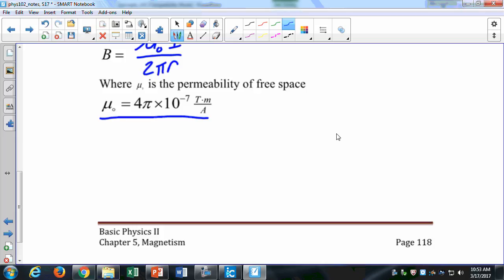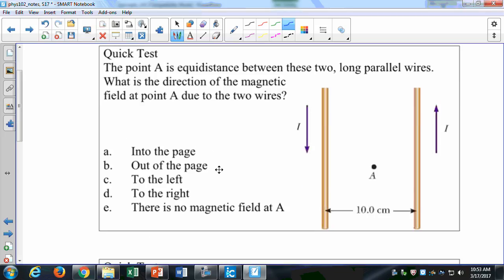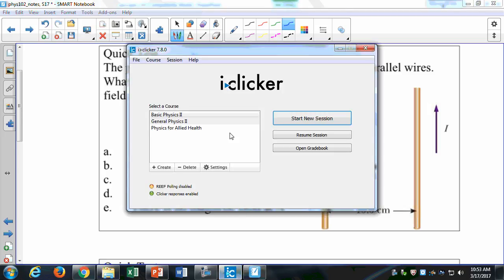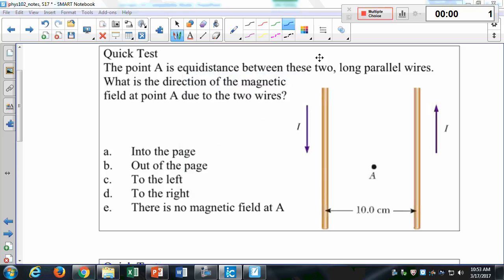All right, let's try this. What is the direction of the magnetic field of these 2 wires? You have 2 wires that are both contributing to a magnetic field at the point A. What is the direction of it? Is it into the page, out of the page, to the left, right, or maybe there's no magnetic field at all?